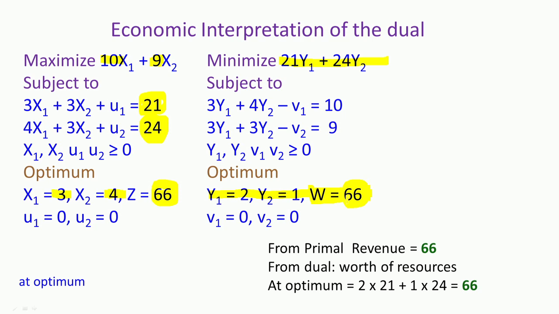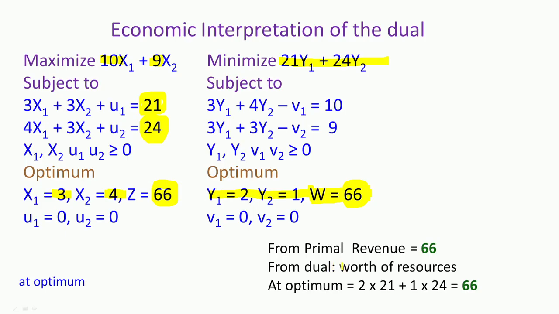So, the first interpretation is that the dual variable values are the worth of the resources at the optimum. We will qualify it a little more, but they are the worth of the resources at the optimum. So, the first economic interpretation is that y1 and y2, which are the dual variables, are the worth of the resources at the optimum. Now, let us understand a few more things.